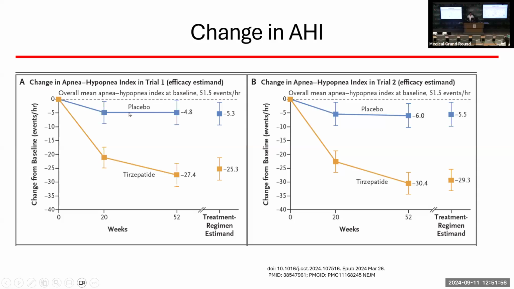And treatment with placebo resulted in a reduction of 4.8 events per hour in the placebo group. But in the tirzepatide group, this resulted in a 27.4 reduction in events per hour. What about in the group that were on CPAP? Similar changes were observed. In the placebo group, there was a 6 events per hour reduction, whereas in the tirzepatide group, this resulted in a 30.4 events per hour reduction from baseline. So tirzepatide was basically shown to reduce both weight and also the apnea-hypopnea index, independent of whether the patient was on CPAP treatment or not.